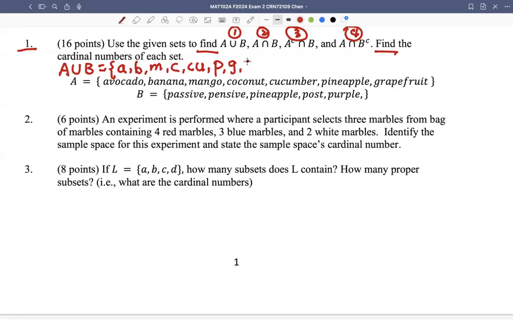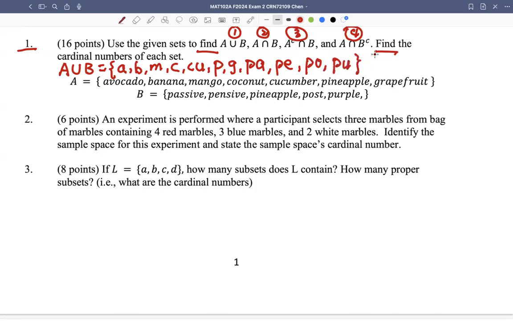Then passive. It's better to write everything out, but for me to save some time, I'm just going to abbreviate. So passive, then pensive, then pineapple. Well, pineapple we have already. This P represents the pineapple, so we don't have to repeat. Remember, the elements in the set have to be distinct. So the next one will be post. Maybe use PO, then purple.